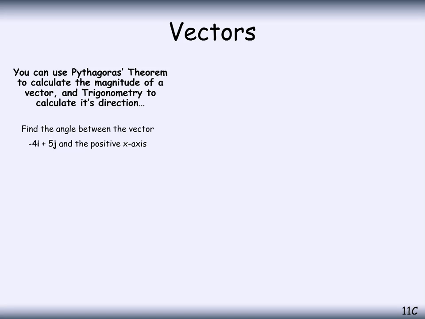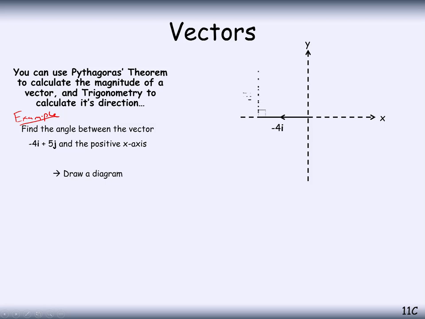This time we're going to look at another example, this time to find the direction. So let's call this an example here. Always the best thing to do is draw the diagram. So it's minus 4i. So if we have our x and y axes, minus 4, so it's negative. So you start at 0 and go to the left. And 5j, so positive 5. So minus 4i plus 5j is thus.